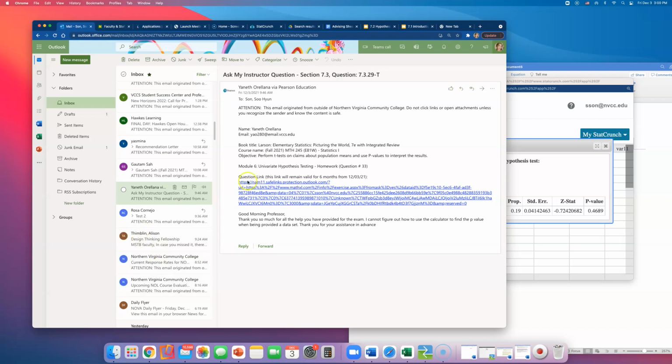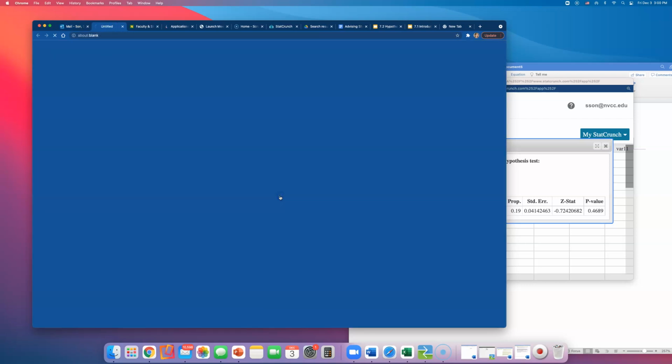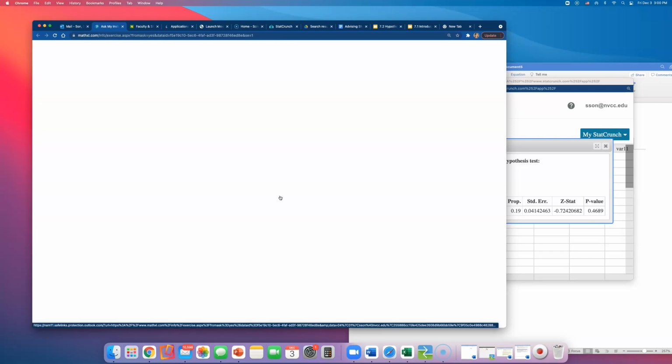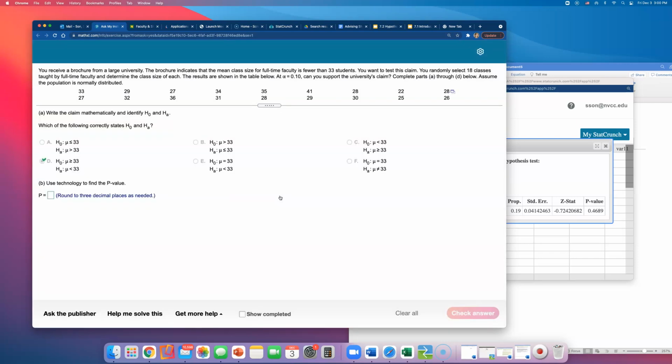Hello, this is for question number 33 on Module 6 homework. I see what you did so far. You got your hypothesis labeled, but it looks like you just need help finding the p-value.